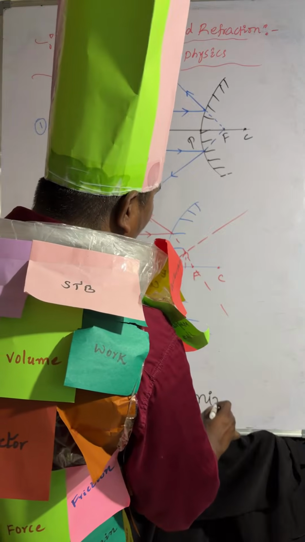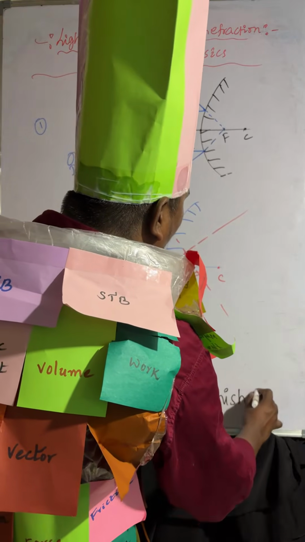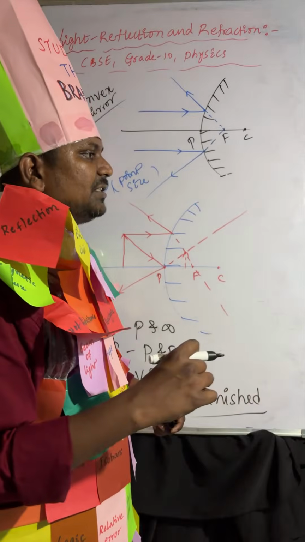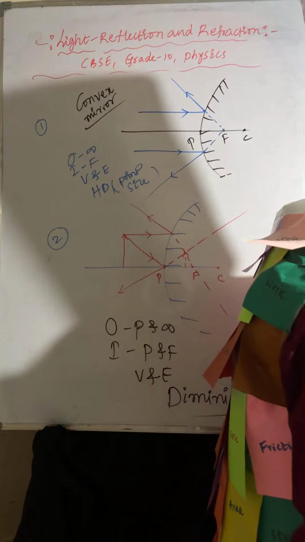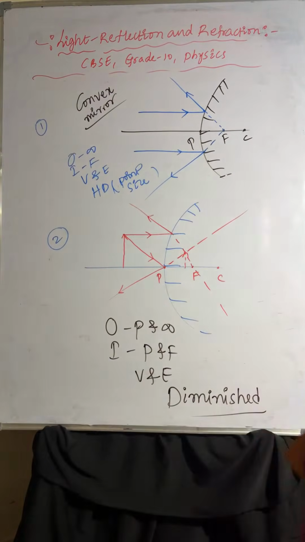Sir, what is the meaning of diminished? Compared to the object, image size is decreased. So object is placed between P and infinity. Image is forming between P and F. Nature of the image is virtual, erect, and diminished. So what is the meaning of diminished? Compared to the object, image size is decreased. Okay, I hope it is very clear.